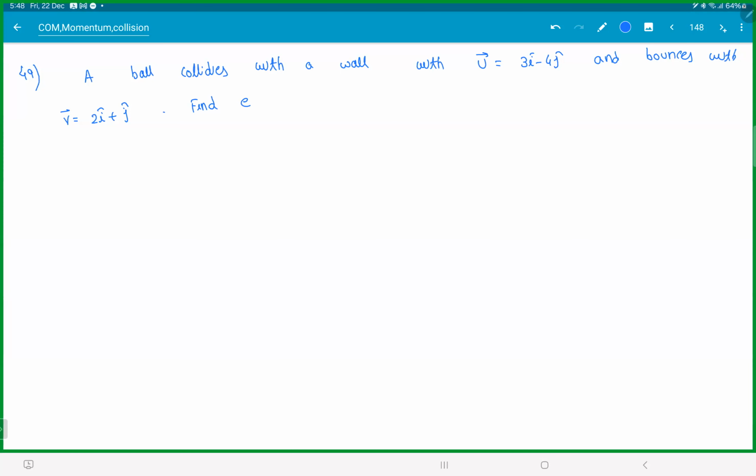I have a brilliant idea. Tell me what you think. I know whenever you hit a wall, the speed becomes u cos theta. So I will find mod u, which is 5, and mod v is root 5. So I can write v is equal to e times u. So root 5 is e times 5, and e is equal to 1 by root 5. What do you think? What do you guys think? It's a good idea, right?